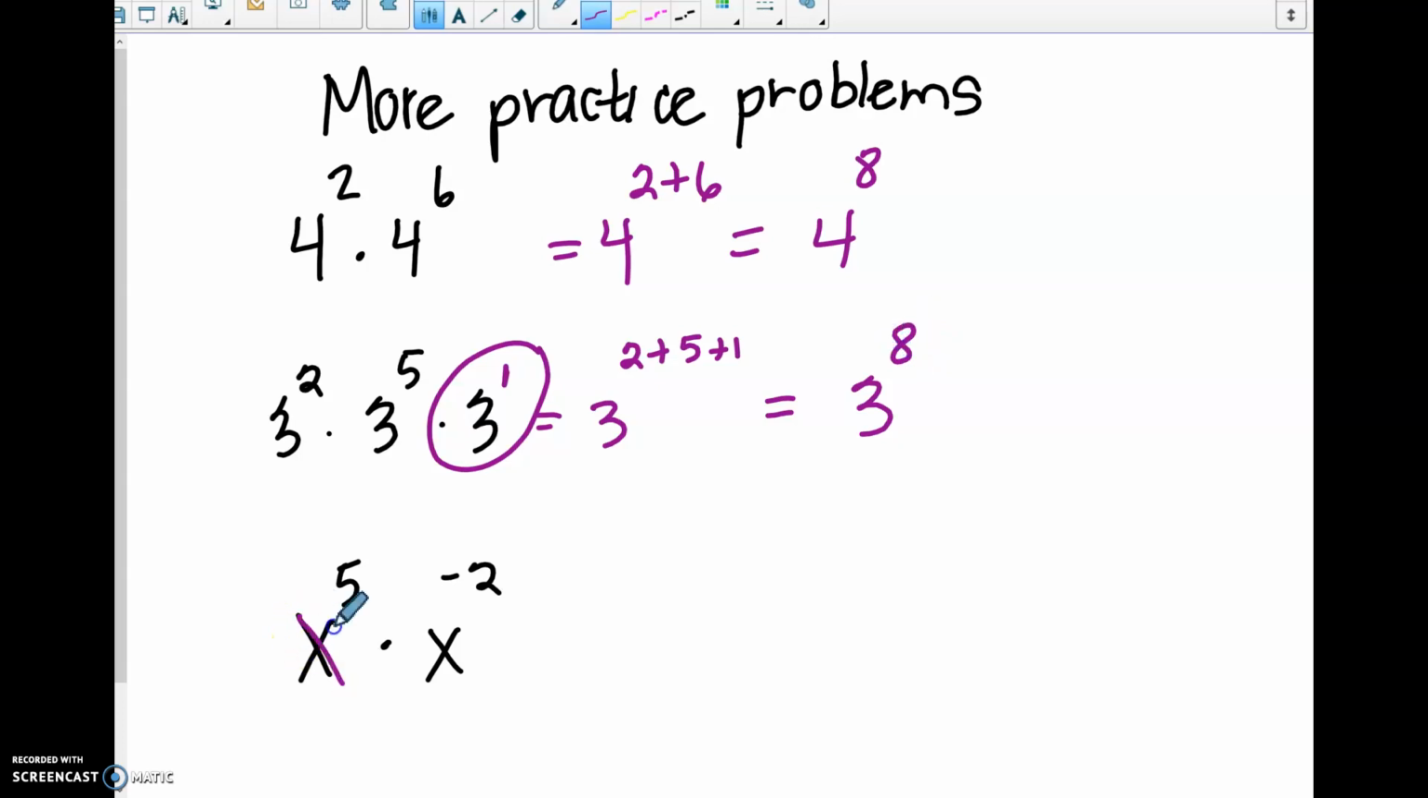All right, and the last one, they both have x's here. So we're going to keep that base, and now we're going to add that exponent. Remember, you can use your calculator. So what is 5 plus a negative 2? And so we get a 3.